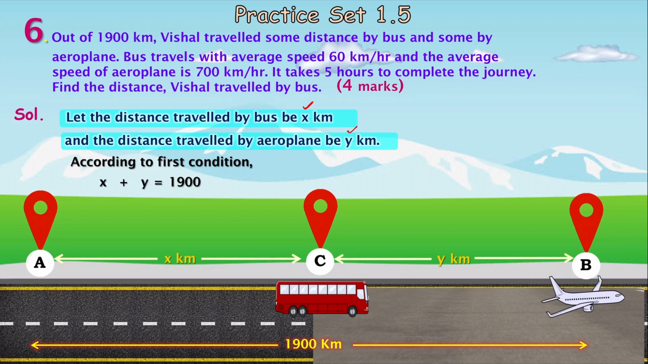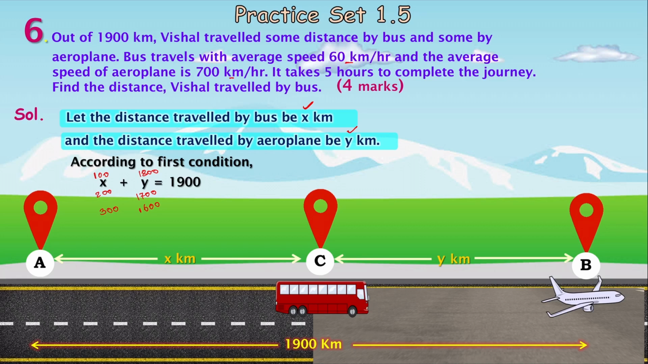But then now your x and y can take so many values, right? This can be 100, this can be 1800, this can be 200, this can be 1700, this can be 300, this can be 1600. That's why they are called variables, because they can take many values. So I will need one more equation in terms of x and y to get the exact value of x and y, and I'll get that from the speed.